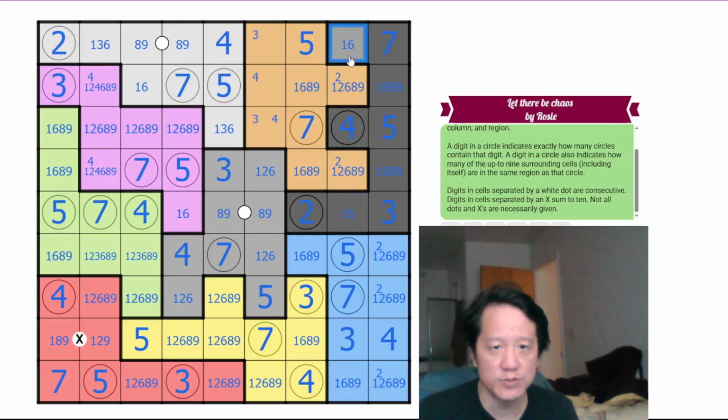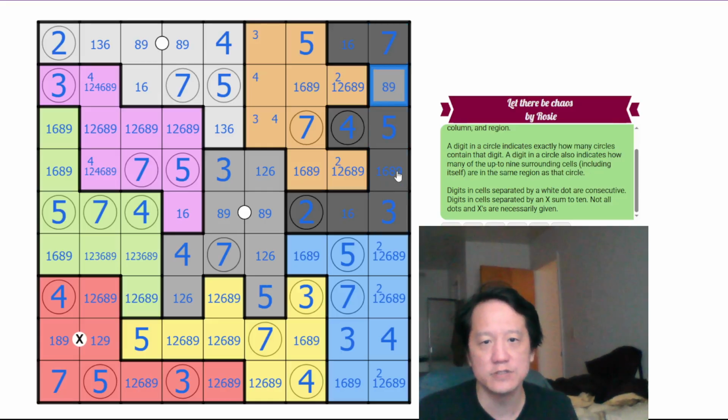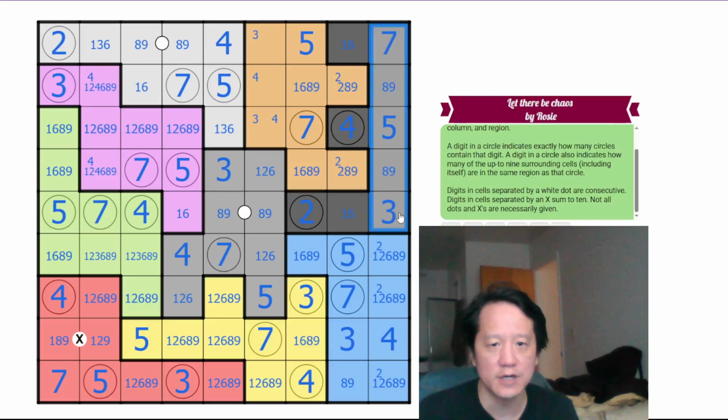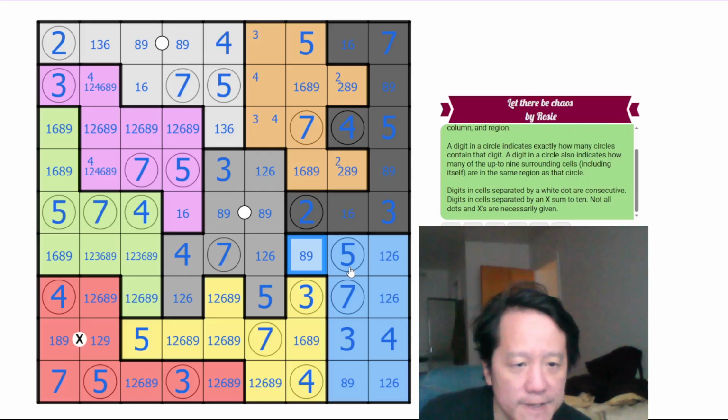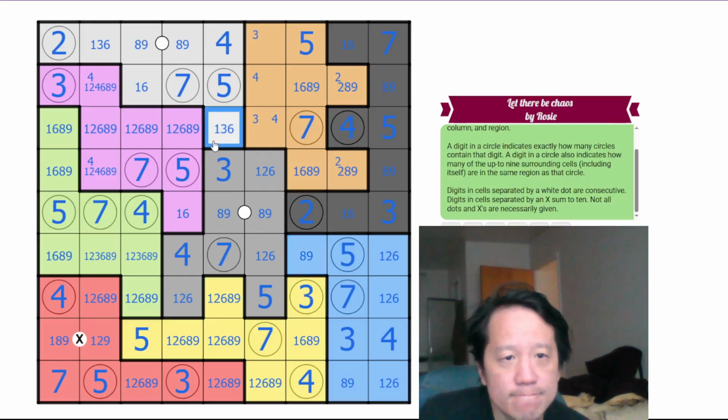We have a 1, 6, 1, 6 pair in column 8 and in the dark region. That eliminates 1, 6 in the rest of the dark region and the rest of the column. So this must be 2, 8, 9 here. We have an 8, 9 pair here, which eliminates 8, 9 in the rest of the column. So this becomes a 1, 2, 6 triplet, which eliminates 1, 2, 6 in the rest of the region. So this can't be 1 or 6, it's 8 or 9. Okay.